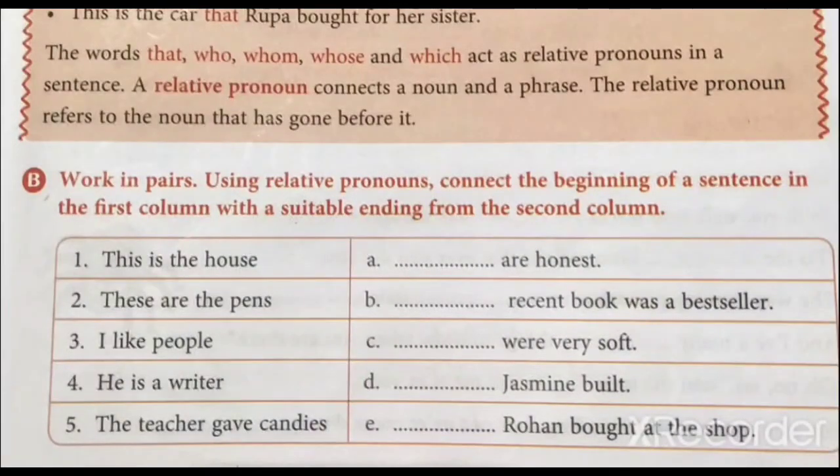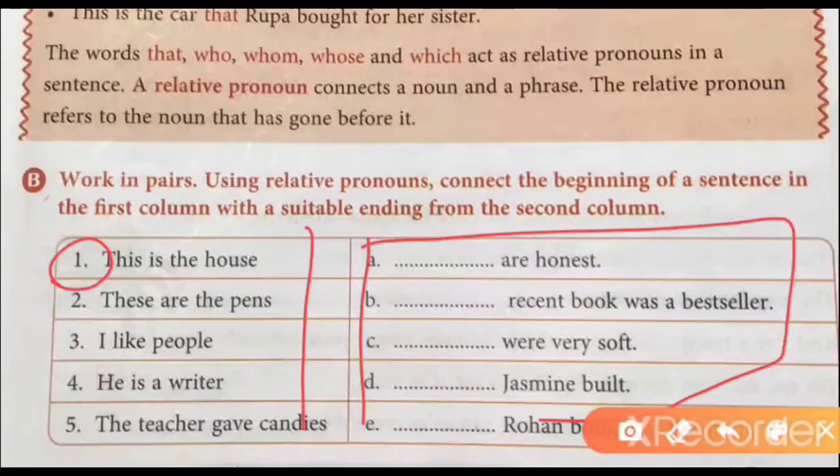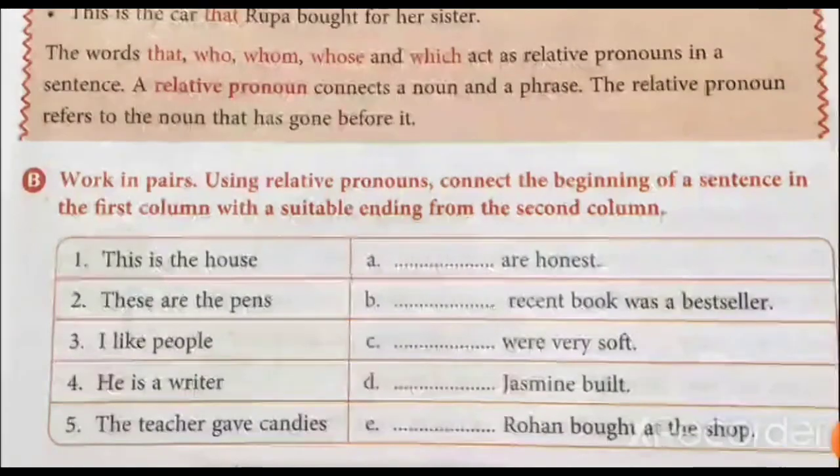So look here. In the first column you have the main clause, and in this column you have the relative clause. So you use the proper relative pronoun in these blanks, and you have to connect it with the proper sentence. Okay, children. First one I'll do it for you. The remaining things you have to do by yourself.